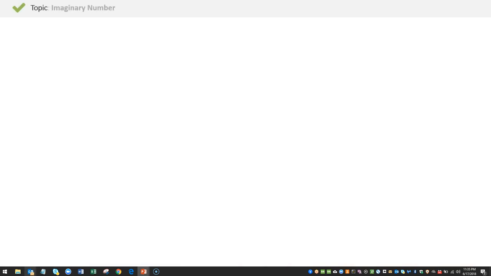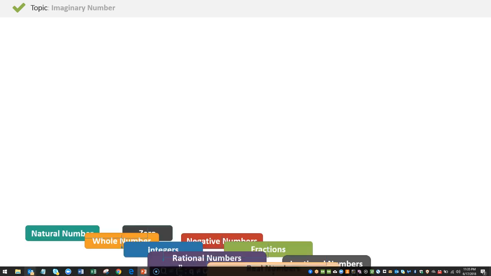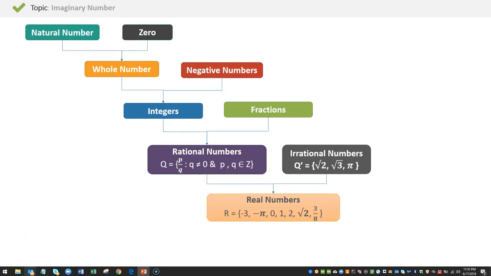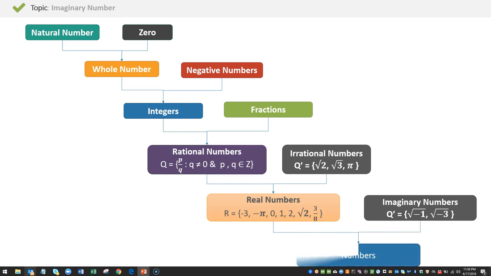Next, let's talk about imaginary number. So we have discussed all of it so far up to real numbers. What is still missing is imaginary number, which are generally the square root of negative numbers. We'll discuss more about this in the higher classes, but for now you just understand, if I have to include a square root of -1 and -3, they are imaginary numbers. And when you include imaginary number to real number, that gives you the entire number system.